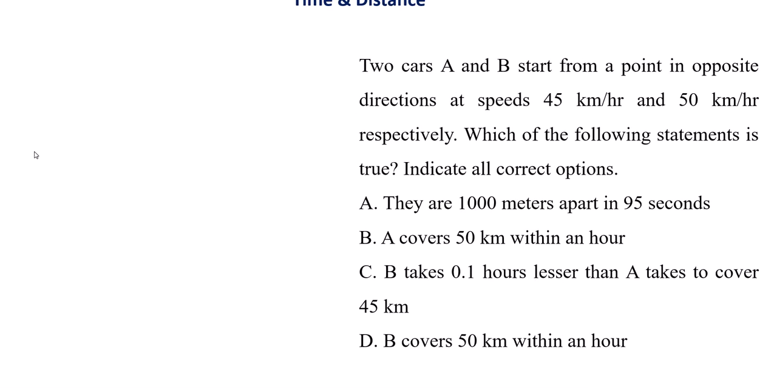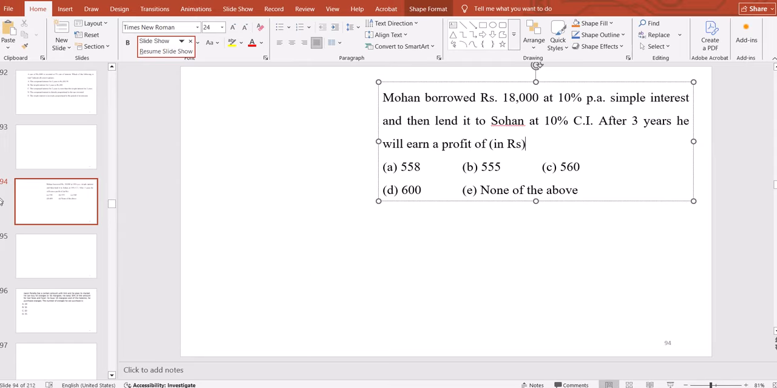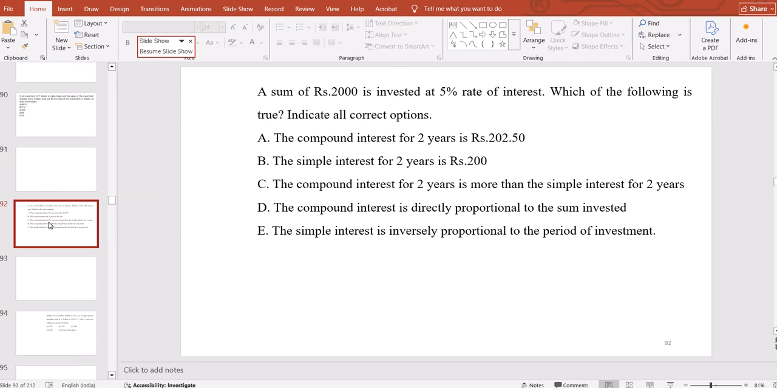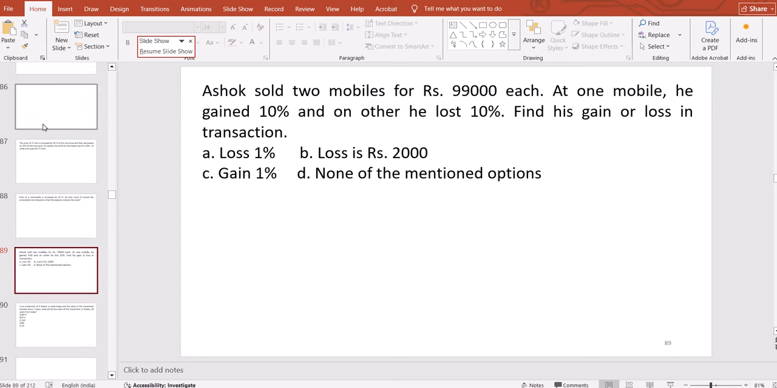Let's see about this question. Two cars A and B start from a point in opposite directions at speeds 45 km per hour and 50 km per hour respectively. Then again, here there are multiple correct answers. I wanted this type of question so that in one question we can learn more inputs. The only agenda is that we can cover a larger variety of sets with fewer questions. That's the only idea, nothing more.